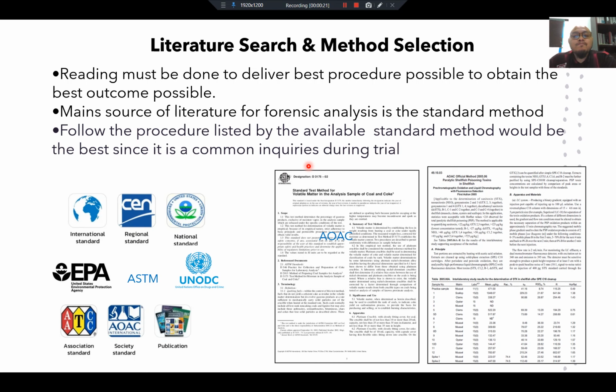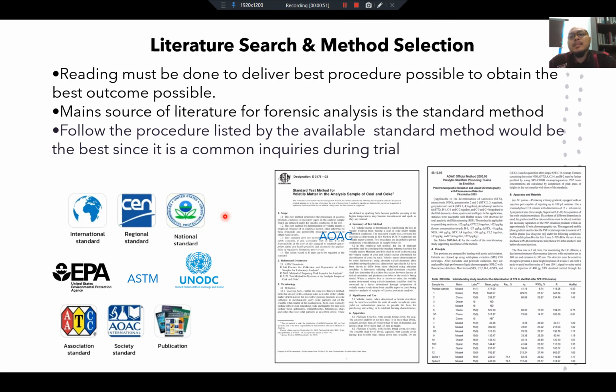The main source for forensic analysis, of course, is the standard method. So here are examples of standard methods that you can find. For example, coming from the ASTM method, and here coming from the AOAC. You can find several other standard methods from different organizations. As long as it's a standard method, we don't need to worry about it.